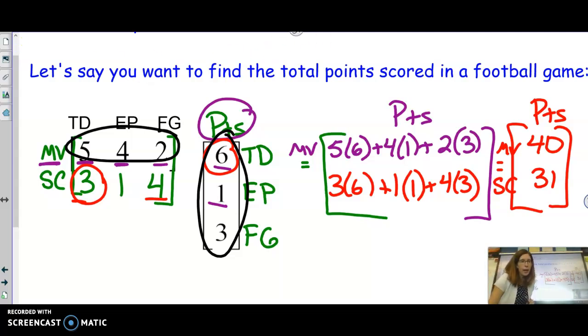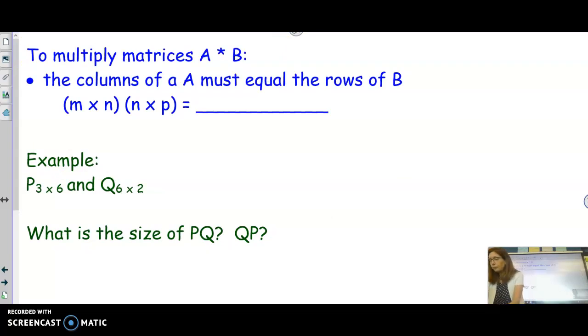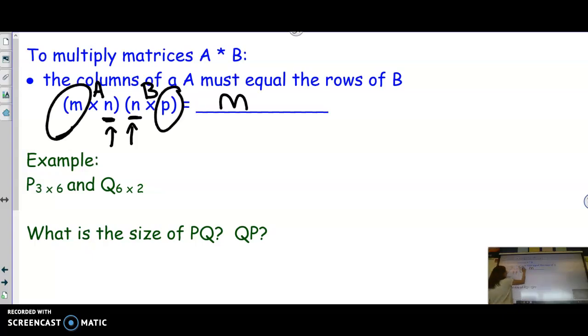Great, so let's take a quick look at another example of this and see a little bit more detail. So in order to multiply matrices, the columns of A, so the first matrix, if this is A and B, the columns of A has to equal the rows of B. Okay? So these numbers in the middle have to match. And if these match, you'll get a matrix this by this. Okay? So if that doesn't make sense for you in terms of letters, let's look at this example here.